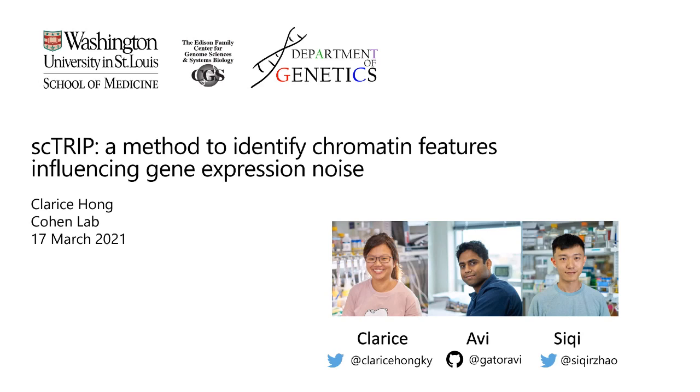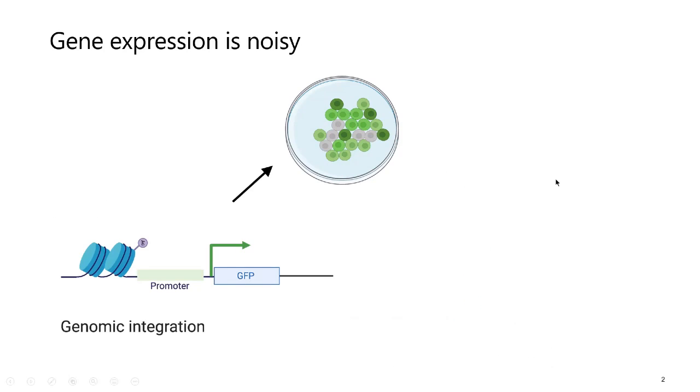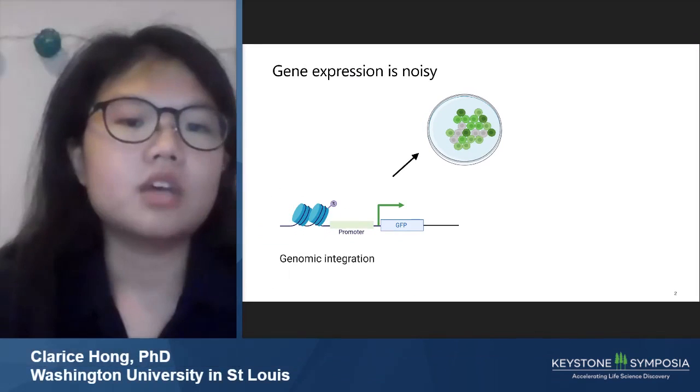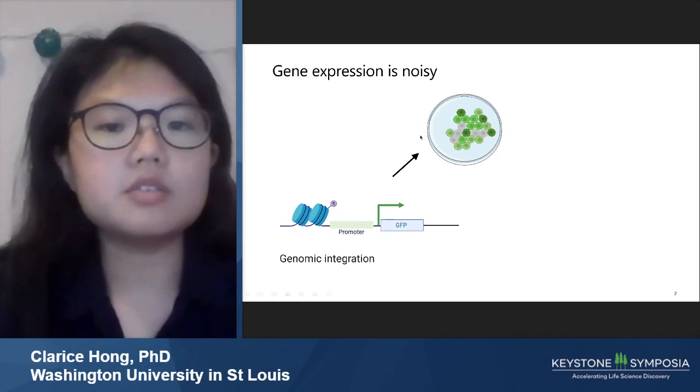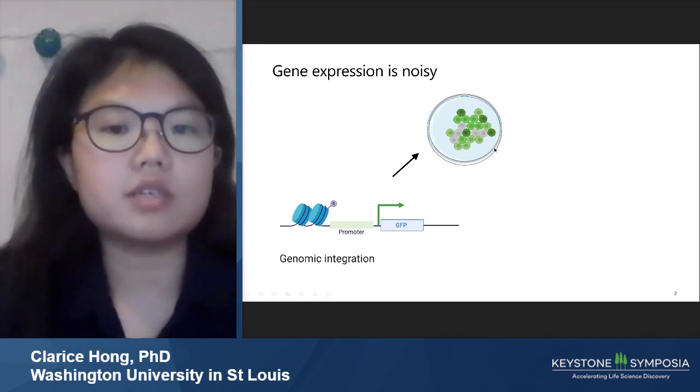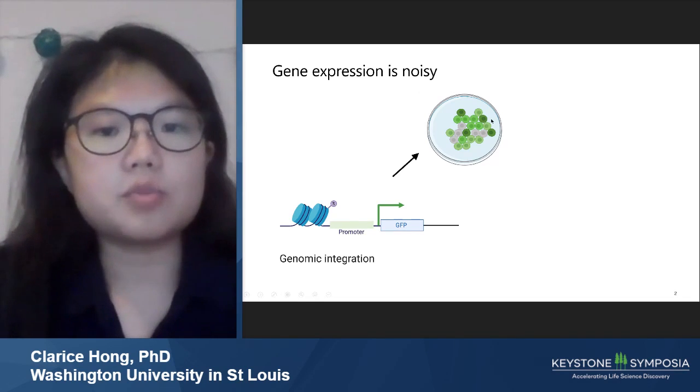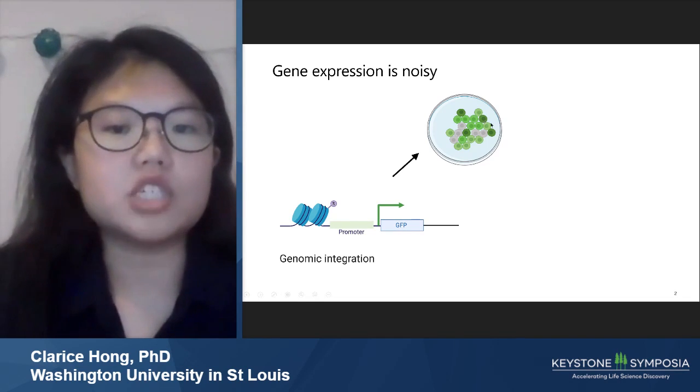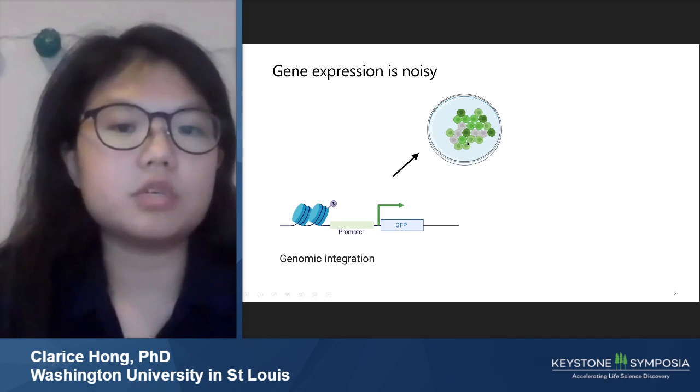So the phenomenon that we're interested in, and that really got us talking to each other, is the fact that gene expression is noisy. When you take a reporter gene, for example GFP, and integrate it into the genome, and you generate a clonal population of cells that all have GFP integrated in the same location, you get an expression pattern where some cells have more GFP expressed and some cells have less.